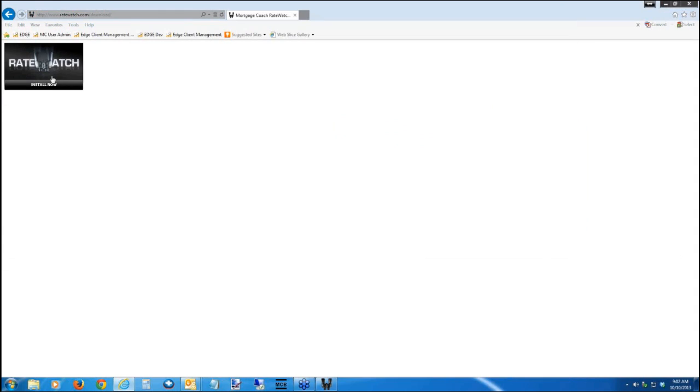So you can see it just pulls up the RateWatch installer here. You click on Install Now, and it'll run you through a couple of brief questions, just asking you if you want to start it up with Windows when it starts. And then it'll get you to a login screen where you can log into your RateWatch.